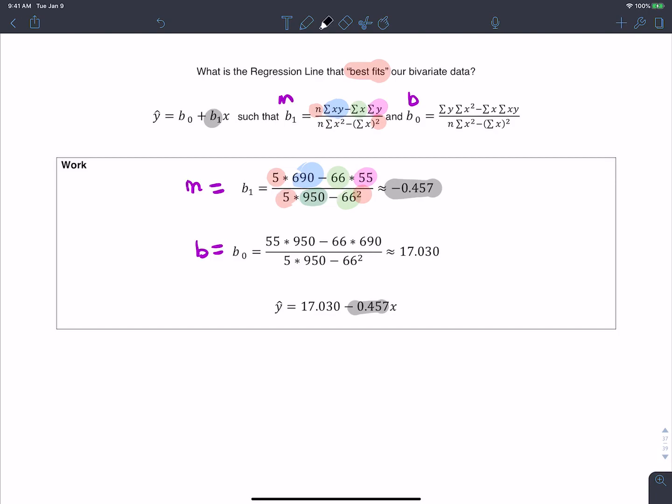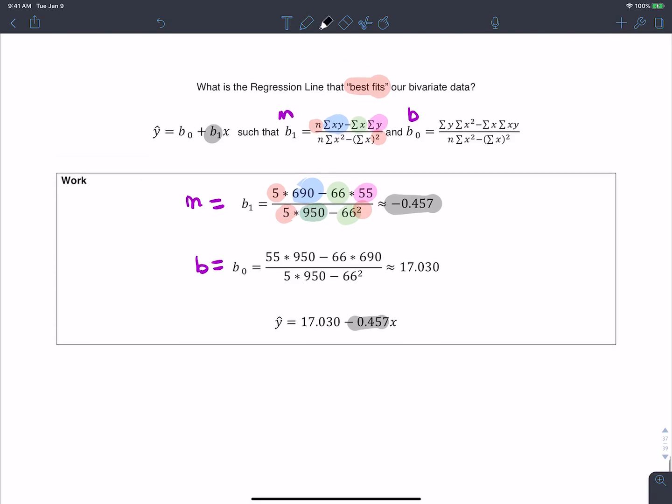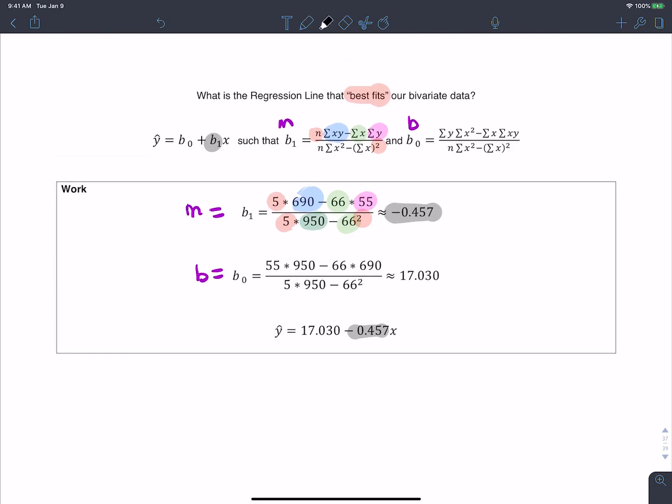What we also need is that B value. To get the B value, according to your book again, we need to follow this formula here. We need the sum y, and I think the sum y was in pink. Remember this? 55. Sum x squared is dark green. So we forgot to color it over here. This is sum x squared. Right, so sum x squared should be 950. Sure enough, it is.